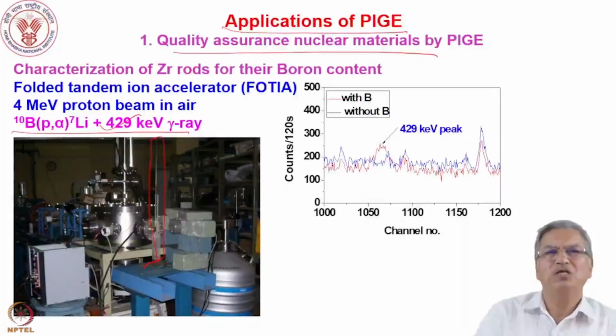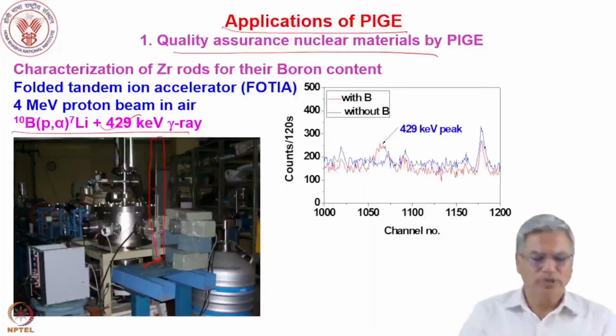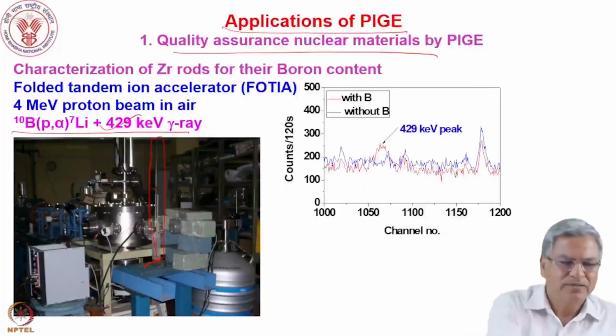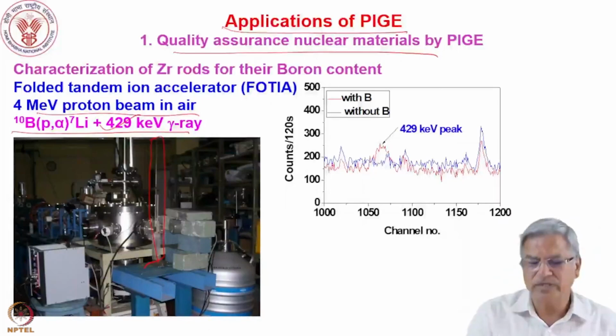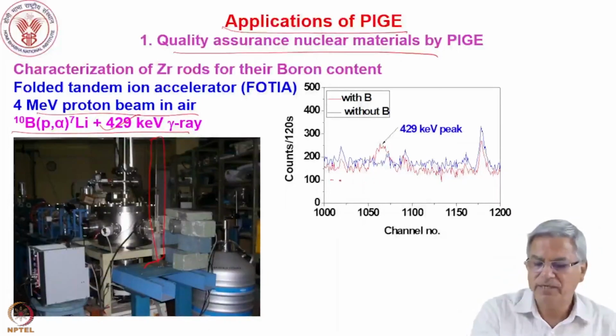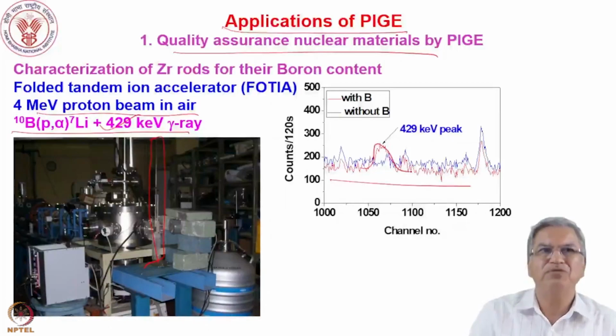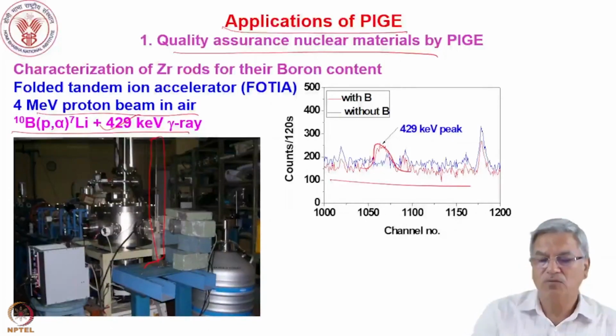So what you do, you take out the proton beam in air by isolating the vacuum with a tantalum foil, and a proton will not lose much energy in air. So you can put this big sample at the surface and then determine the gamma rays that are emitted in the nuclear reaction. You can see here the 429 keV peak for the sample which contains boron, and without boron you don't see a peak.